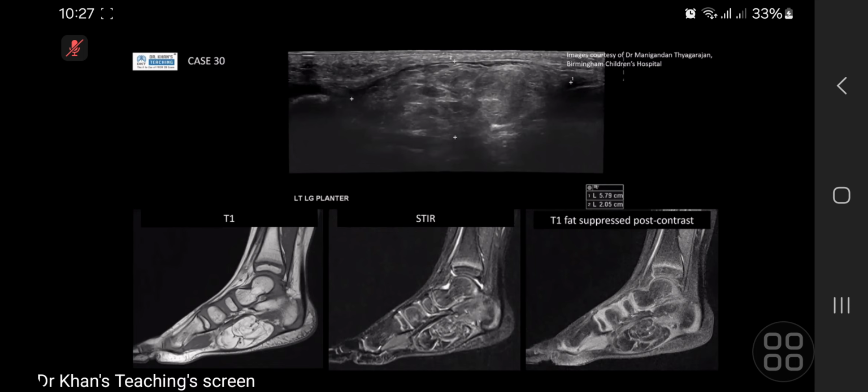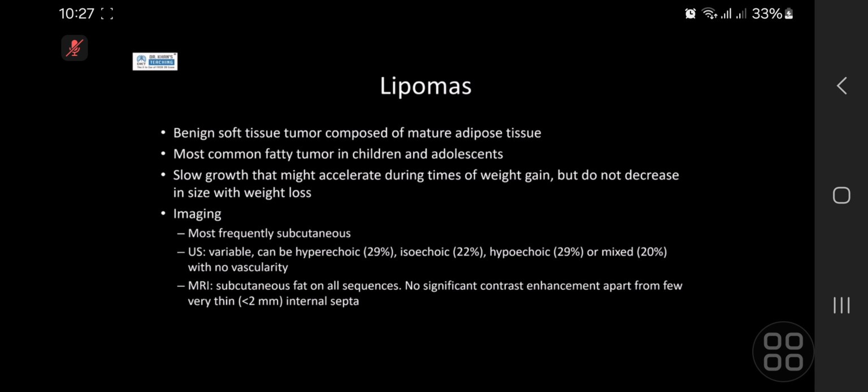On T1 fat saturation, this is partially suppressing, and on T1 post contrast, there are some internal enhancing septae. So this could represent incomplete suppression and some enhancement. I'm thinking of a liposarcoma. Okay, so this is a lipoma.